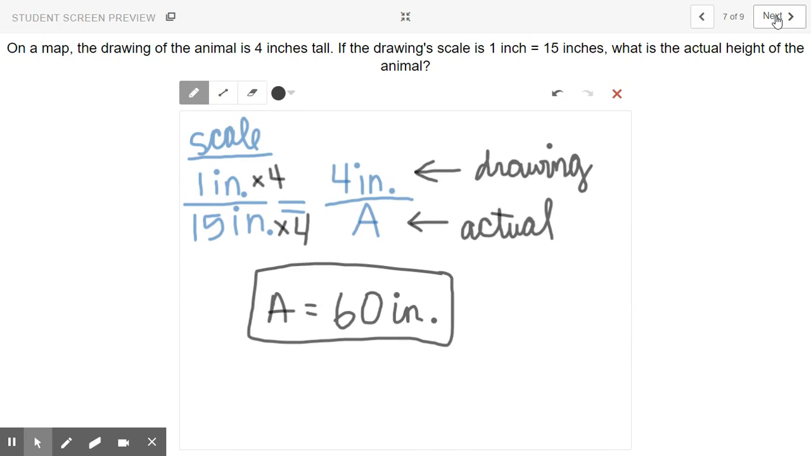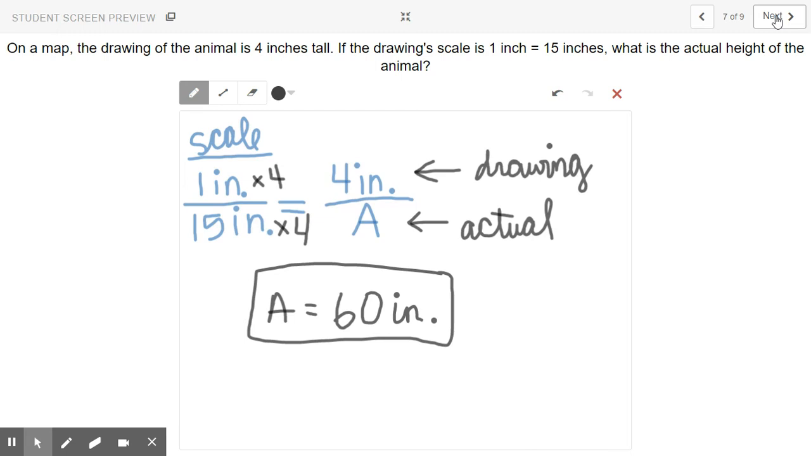So the drawing of the animal is 4 inches tall. If the drawing scale is 1 inch equals 15 inches, what's the actual height of the animal? I wanted an example where both units were the same, but remember in a scale, the first information represents the drawing's length, and the second information represents the actual length. So I wrote the scale 1 inch over 15 inches.